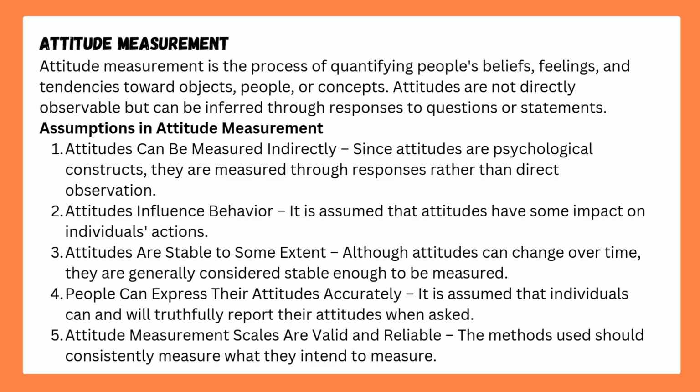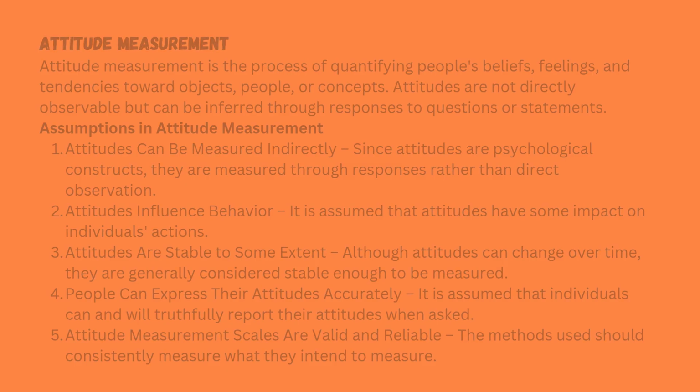Attitudes influence behavior. It is assumed that attitudes have some impact on individuals' actions. Attitudes are stable to some extent. Although attitudes can change over time, they are generally considered stable enough to be measured. People can express their attitudes accurately. It is assumed that individuals can and will truthfully report their attitudes when asked. Attitude measurement scales are valid and reliable. The methods used should consistently measure what they intend to measure.